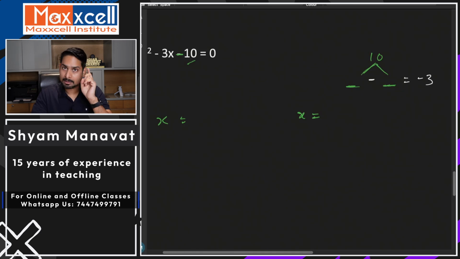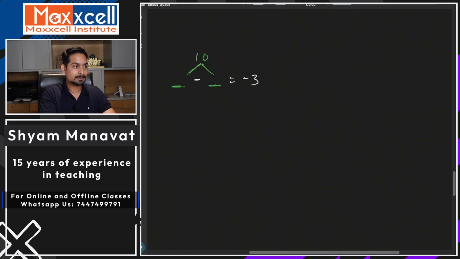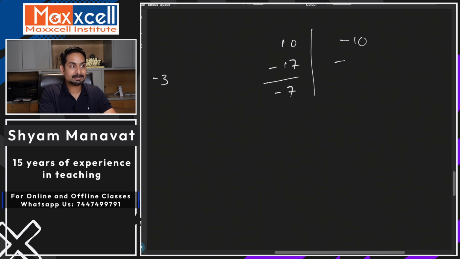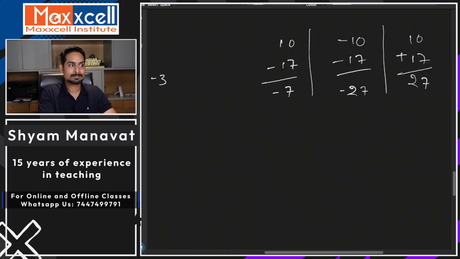Keep in mind, different signs get subtracted, same signs get added. Repeat with me. Different signs get subtracted, and same signs get added. 10 minus 17 will get subtracted, you will get minus 7, and minus 10 minus 17, same sign will get added, you will get minus 27 here. You can say 10 plus 17 also, same sign will get added. Different sign subtracted, same sign added.